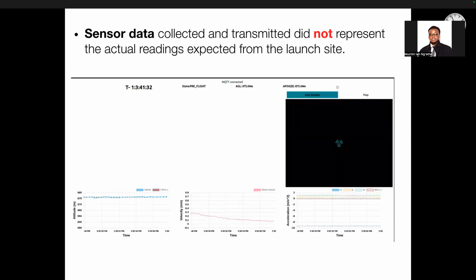As you can see, the sensor data collected and transmitted do not represent the actual readings that we expected from the launch site. For example, these are readings from when the rocket was on the launch lug while they were fixing the issue with the launch lug. You can see it's reading an altitude of 875 meters, while most of the altitude in Isiolo is around 1276 meters, if I'm not wrong.